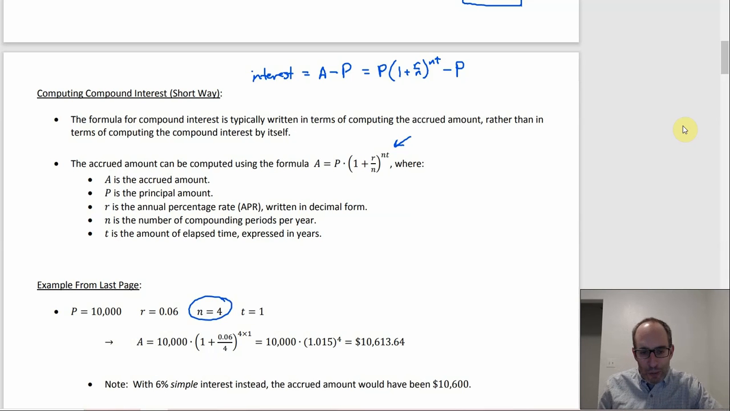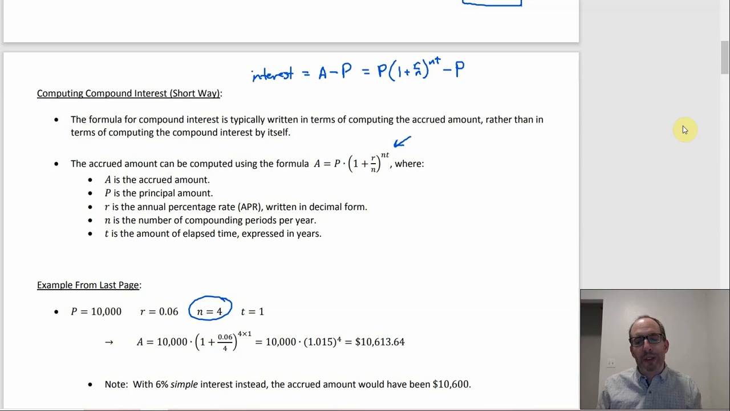If you look at where everything gets subbed in, P is 10,000. Then R would be 0.06, where you convert the 6% into decimal form. N in the denominator would be a 4. And then in the exponent, N is 4, and T is 1 because it was over the span of 1 year. Then if you simplify, 0.06 divided by 4 is 0.015, add that to 1. I kind of did that all at once and said, okay, in the parentheses, that's 1.015. You're going to raise that to the 4th power, and then multiply by 10,000. Following the order of operations, you have to do the exponent first.